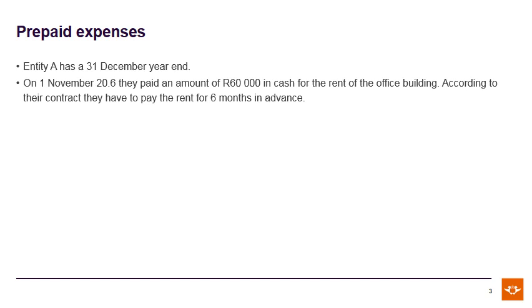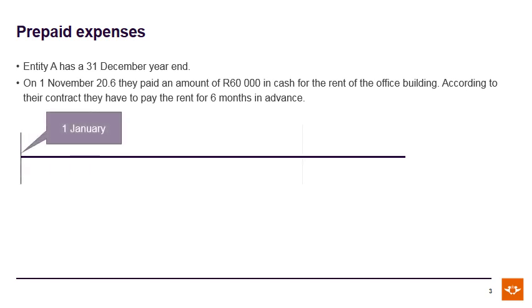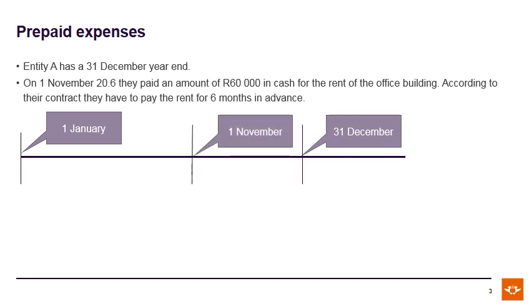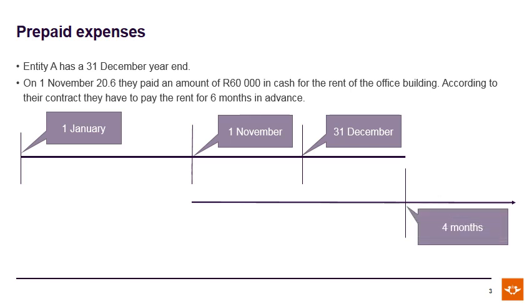So let's go and plot this on a timeline. Our current reporting period is 1st of January to 31st December. And here on the 1st of November, we made the payment for 6 months, meaning that 2 months fall in the current period and 4 months in the next reporting period.